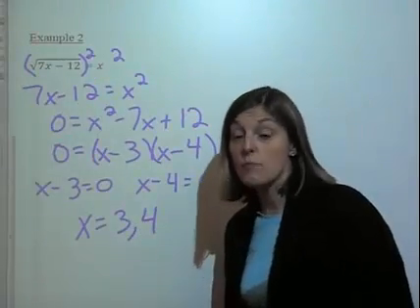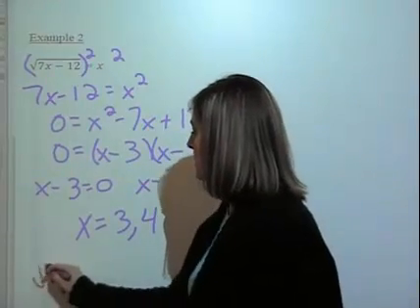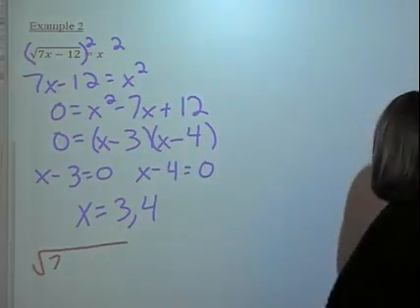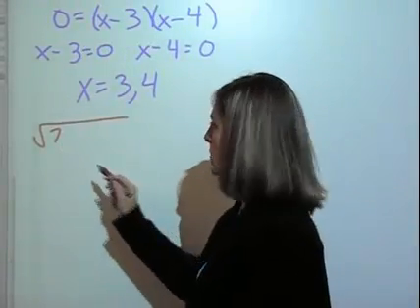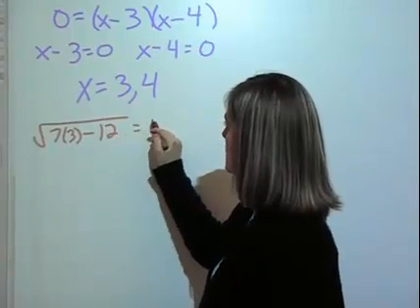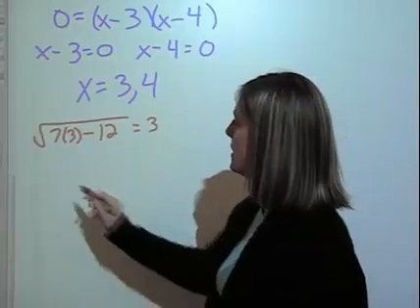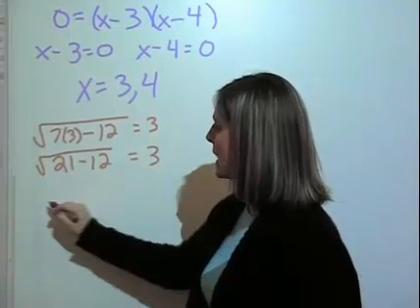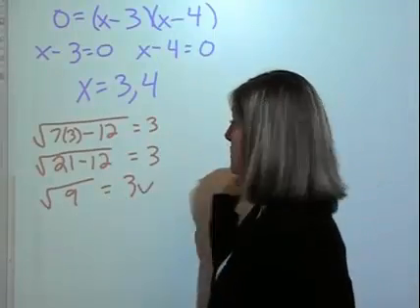And then we can check that by plugging it back into the original equation. So we have the square root of 7, let's move that up a little. All right, square root of 7, what was the original problem? 7 times 3 minus 12 equals 3. So the square root of 21 minus 12 equals 3. And 21 minus 12 is 9. And the square root of 9 is 3, so that works.